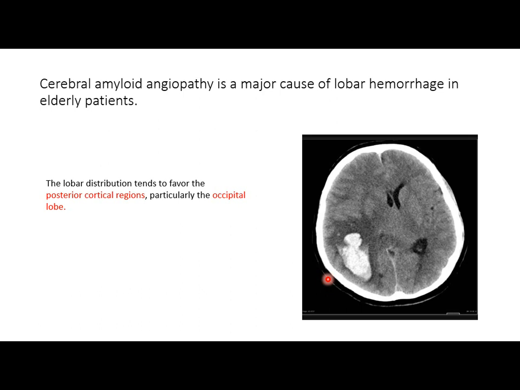Cerebral amyloid angiopathy is a major cause of lobar type of hemorrhage in elderly patients. The distribution tends to be posterior, in the posterior cortical and occipital lobe. This is the occipital lobe. This is the common presentation of amyloid angiopathy. It is lobar in distribution and in the posterior occipital area.